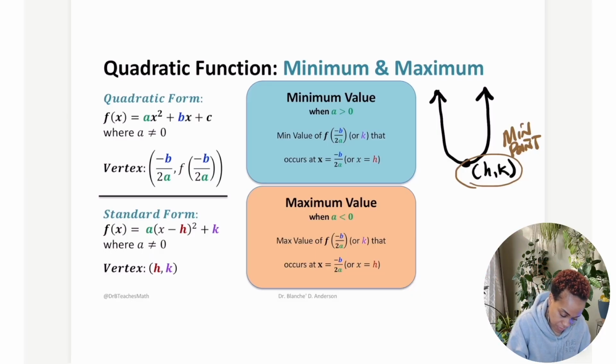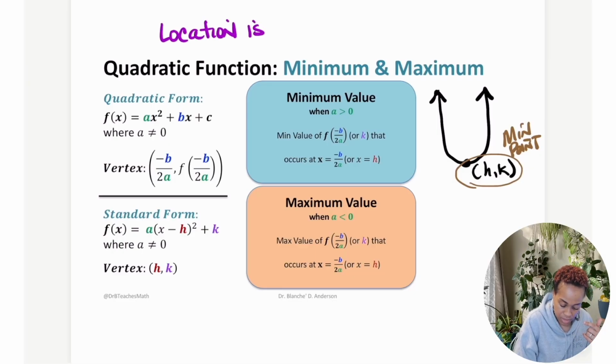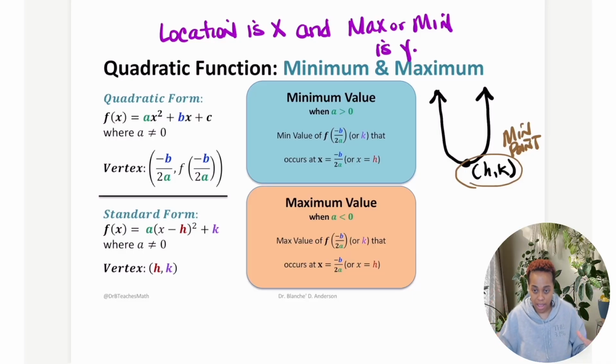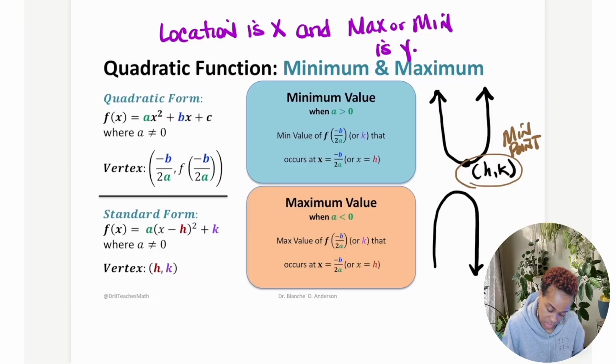Let me write that down. So the location is x, and the max or min is y. And that's when you're talking about on the graph. So if a was less than 0, you would actually have a parabola that goes this way. This would be your vertex.